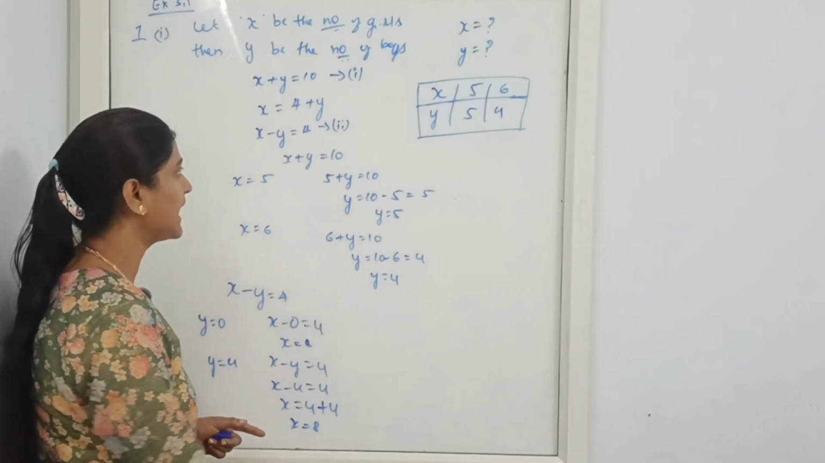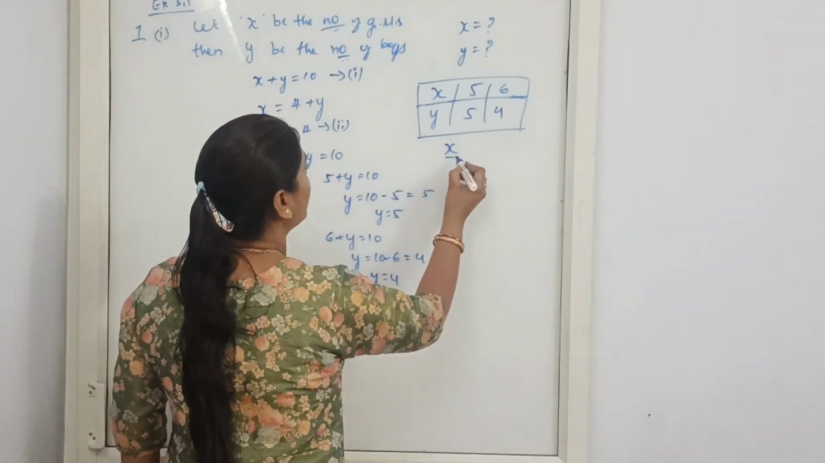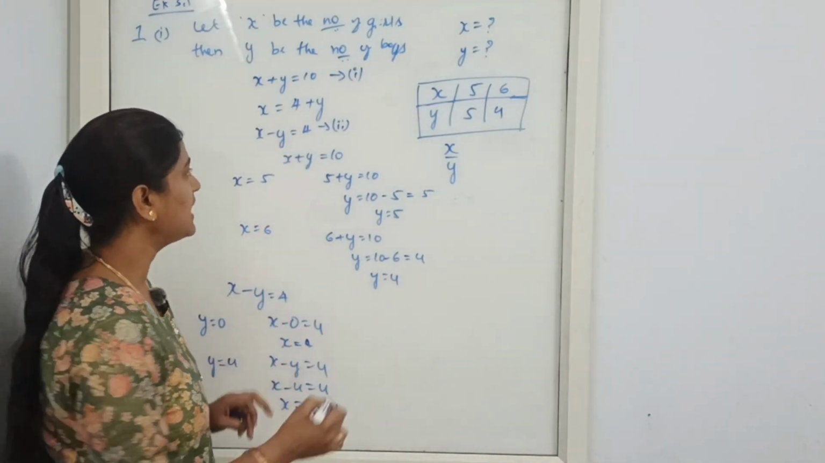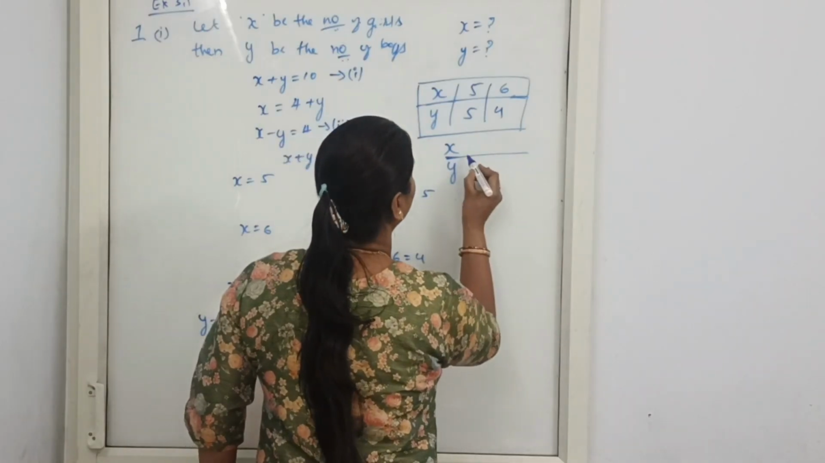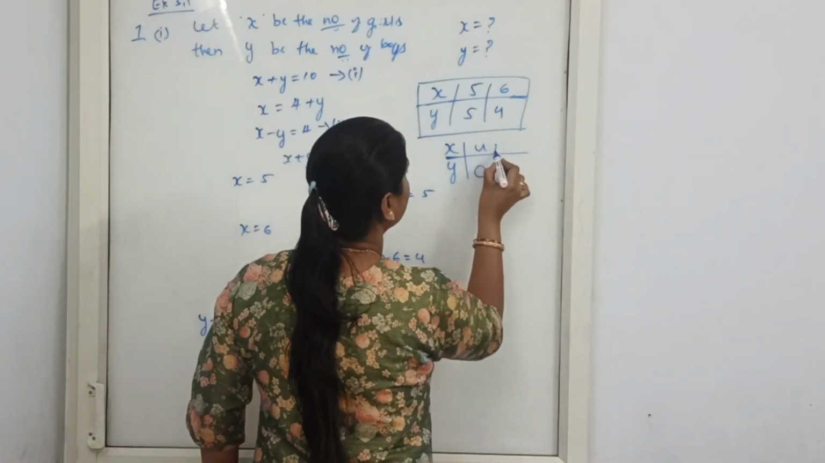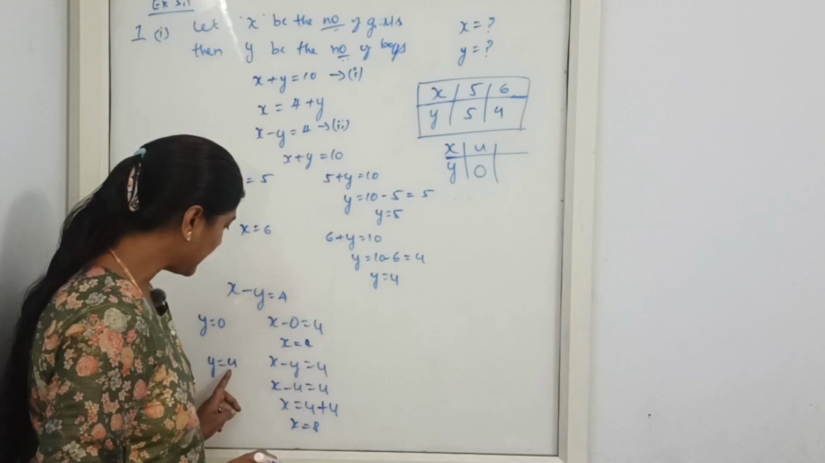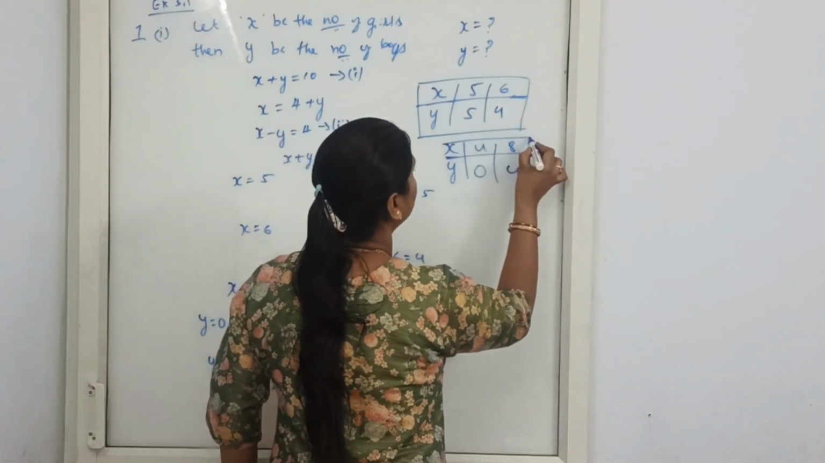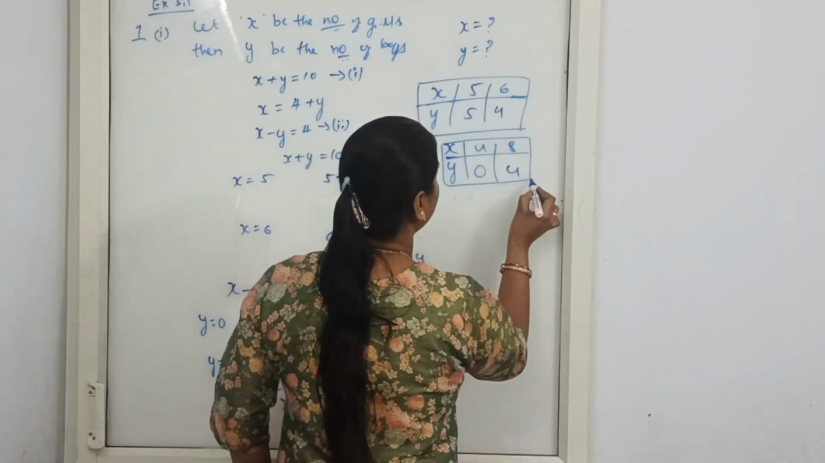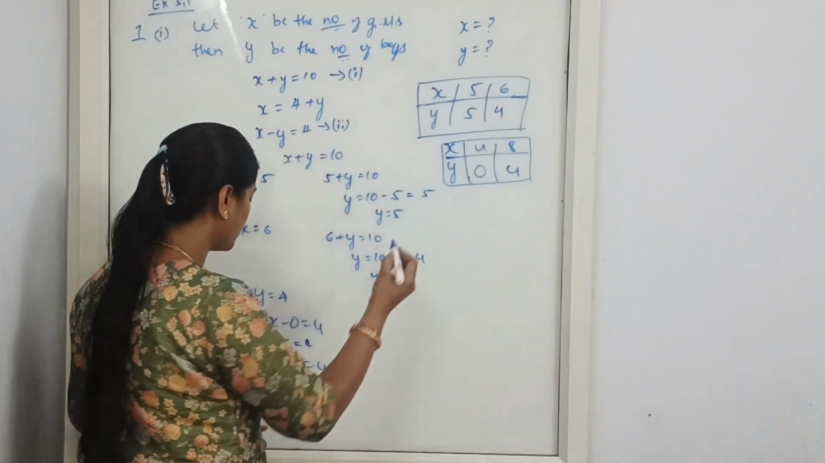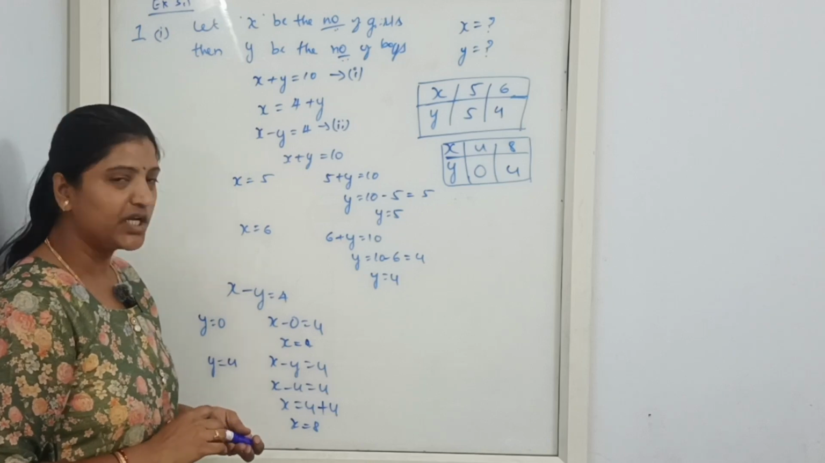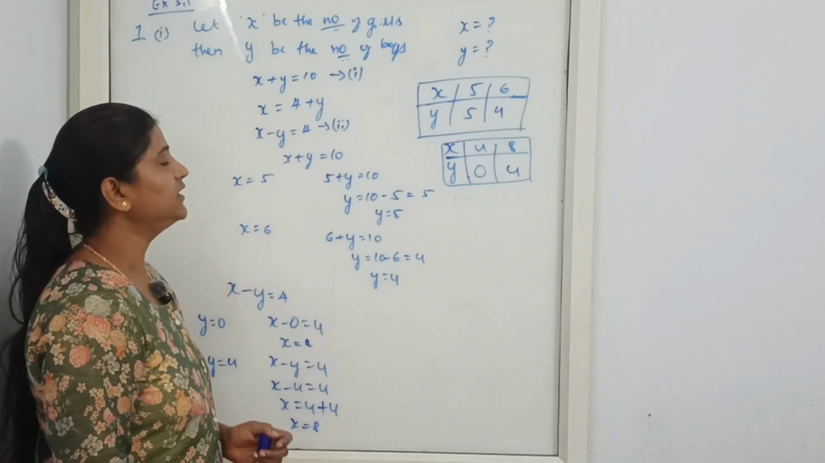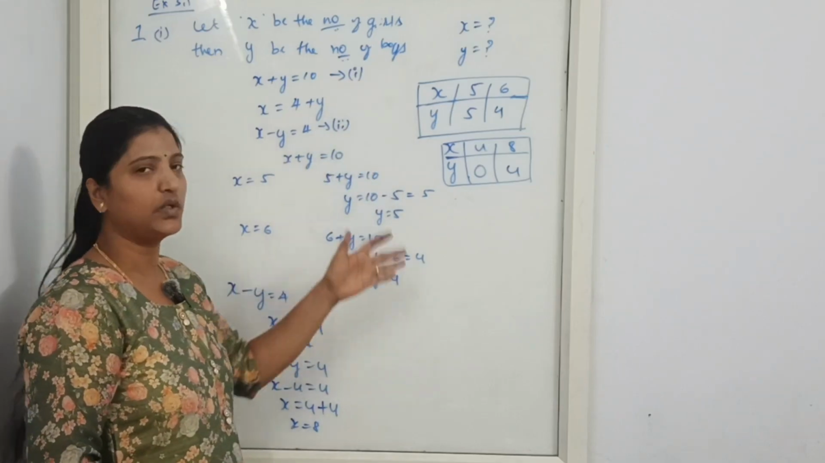So let me write the second table formed here. x by y. If the y value is 0, we got x is 4. And if y is 4, x is equal to 8. Clear? Here the reason I took the y value first is because y has a negative sign, to erase this I took it like this. So now we need to draw the graph using these two solutions.